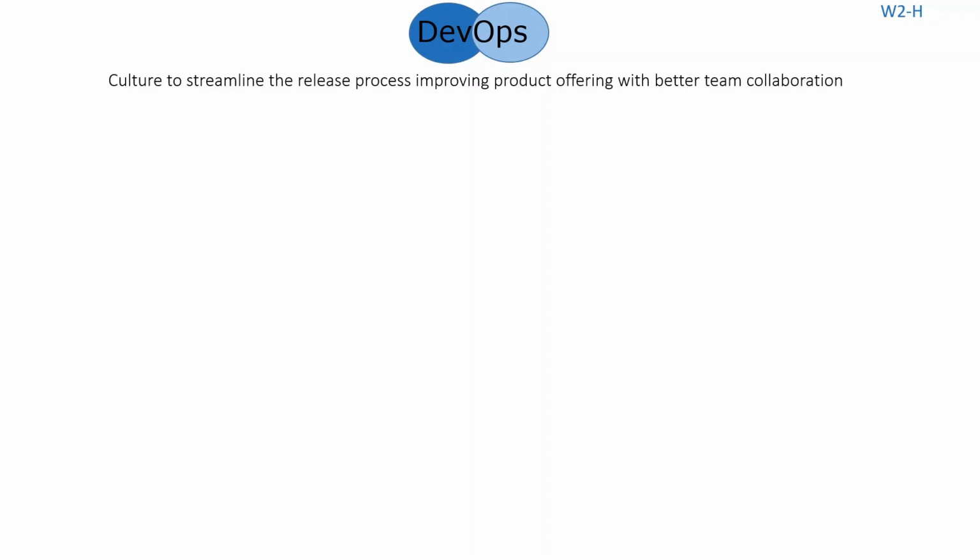Okay, let's jump to the topic now. So what is DevOps? Culture to streamline the release process, improving product offerings with better team collaboration. What does it mean actually? DevOps is a culture or set of practices or a mindset which tries to enable the team to collaborate or combine or form a transparent layer to bridge among the teams so that each and every member in the team gets involved and solves each other's problems. So, working together for speed and stability.